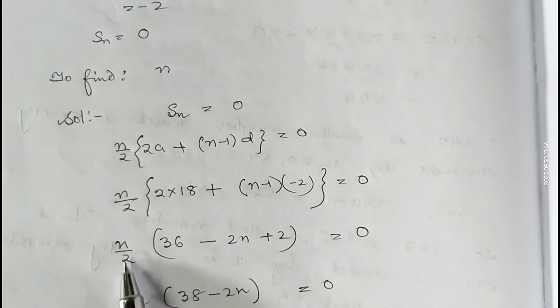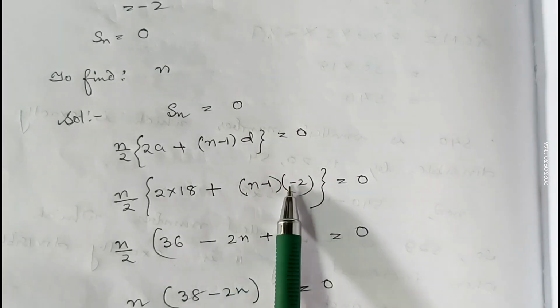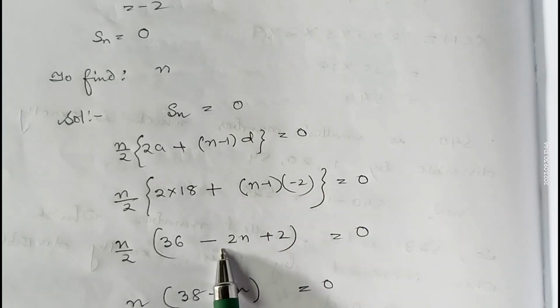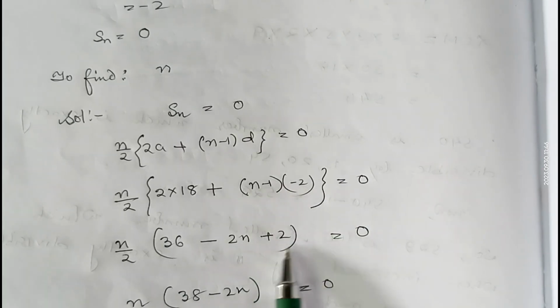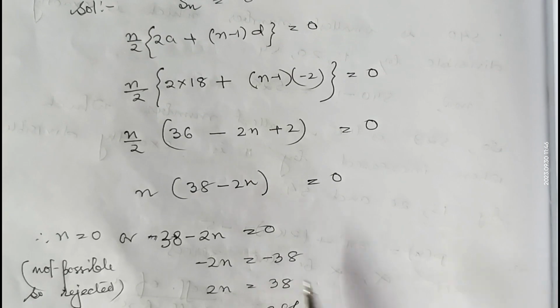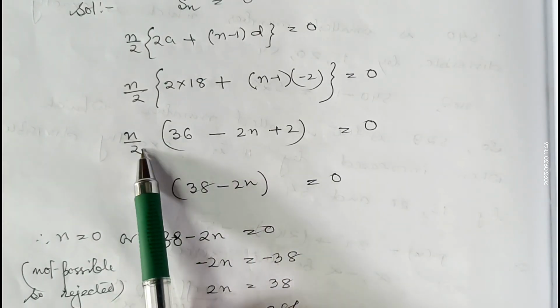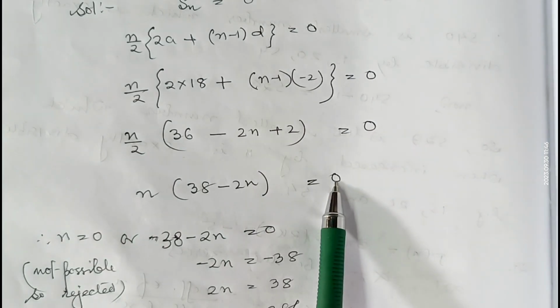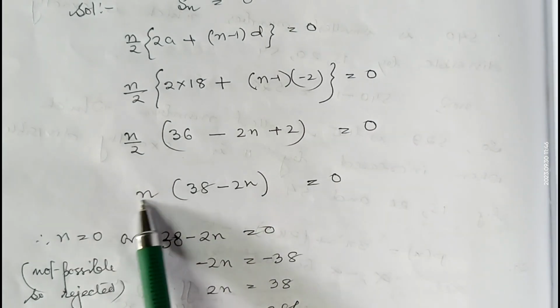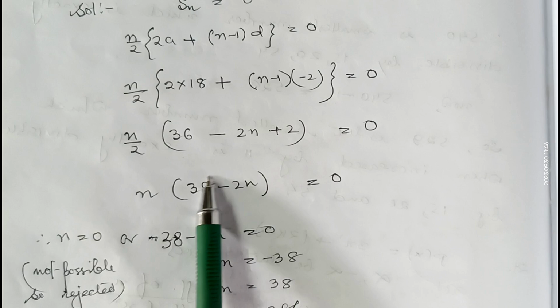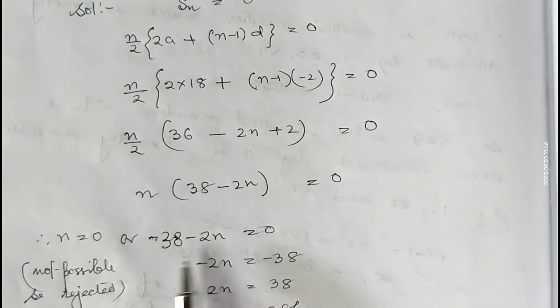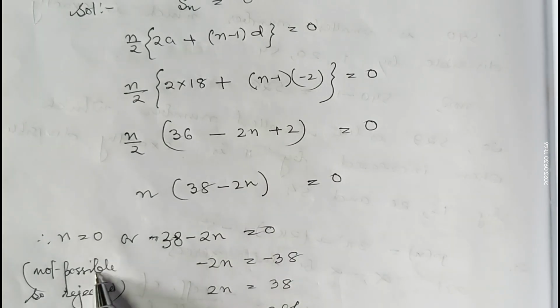equals 0. So n by 2 into (36 minus 2n plus 2) equals 0. So it will be n into (38 minus 2n), and this 2 into 0 will give 0. So we got either n equals 0 or 38 minus 2n equals 0. Number of terms cannot be 0, so it is rejected.